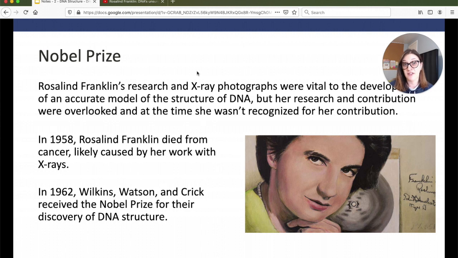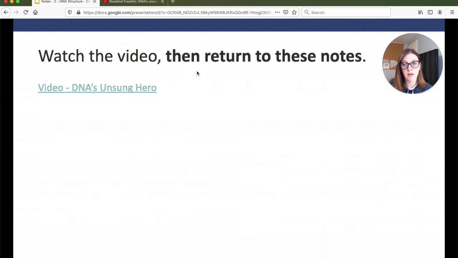And shortly after her death, in 1962, Wilkins, Watson, and Crick received the Nobel Prize for their discovery of DNA structure, and Rosalind Franklin was still not recognized for her role and contribution to their theory of DNA structure. So we're going to watch a little video. Please watch and add some notes to your notes as we go.